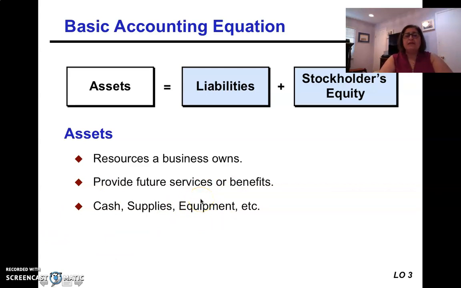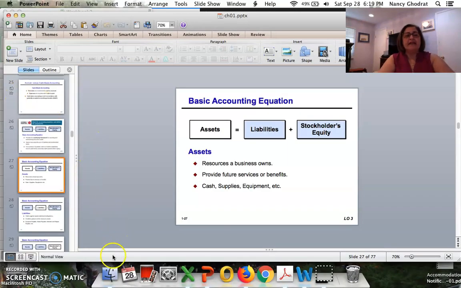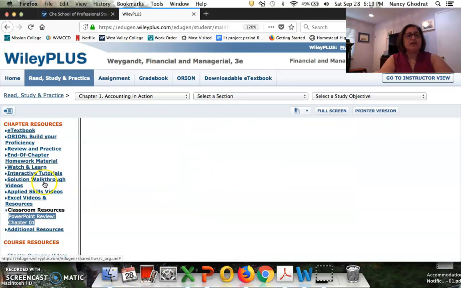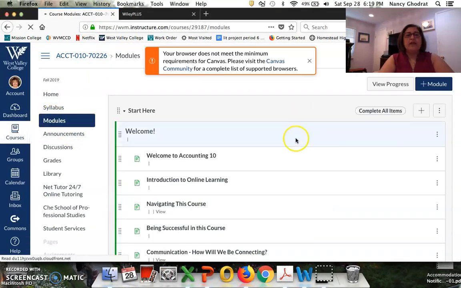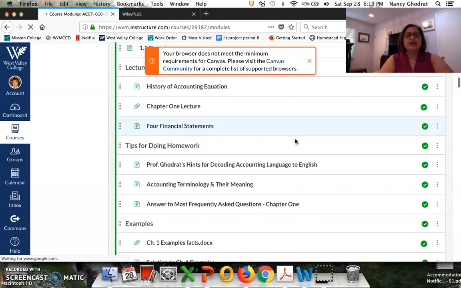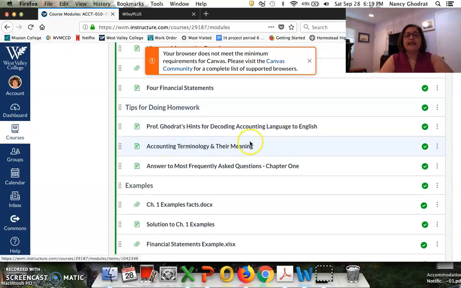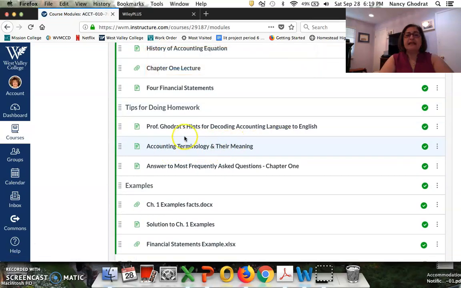So I have provided you on Canvas, under module 1, there is a very useful accounting terminology and their meaning, and also the hints for decoding accounting language to English that I would recommend you to please take a look at. It will go over detail of the terminology and what you need to know about their definition.